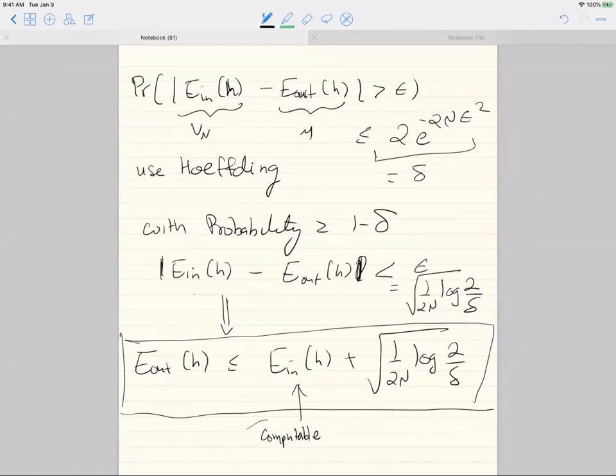So delta is, if we want a 99% confidence level, then delta will be like 0.01. So this is some fixed constant. And it says that the test error will be smaller than training error plus a term that decreases as 1 over square root of n. So n is the number of samples. So the more samples we have, the more confident we will be.